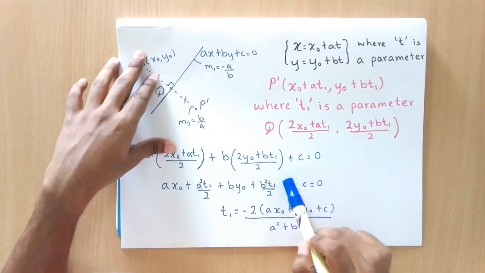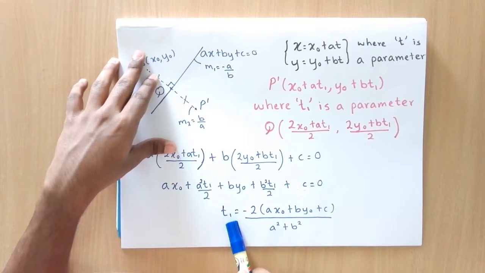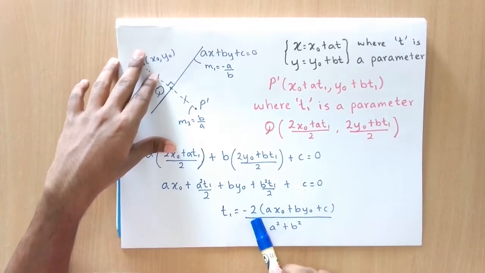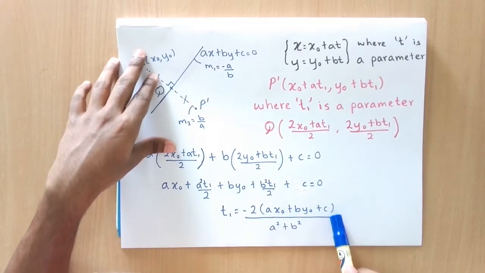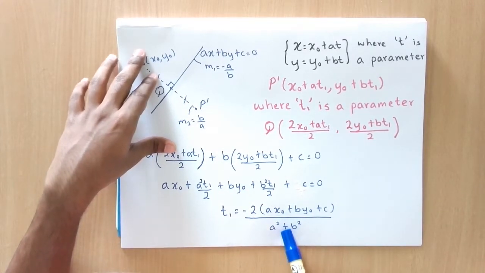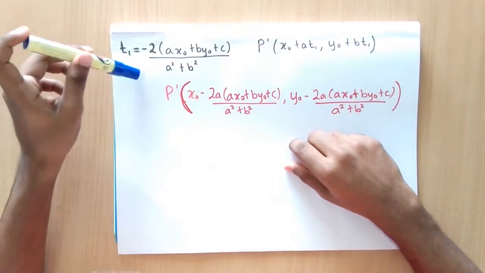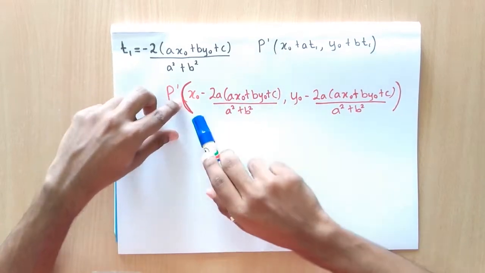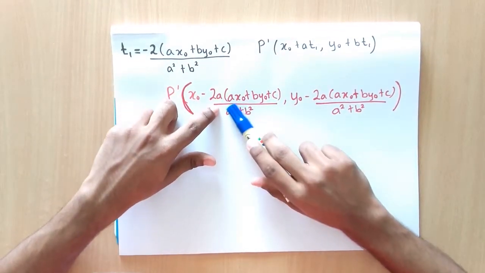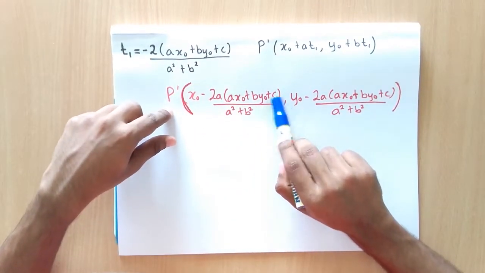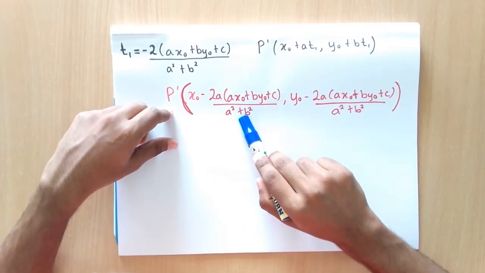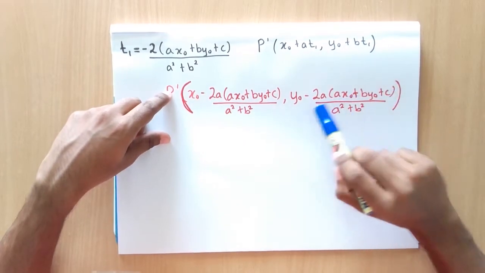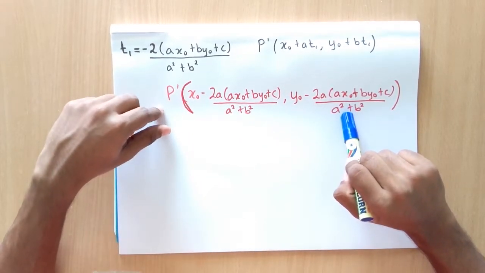So when we simplify this and make t1 the subject, we get the value of t1 as minus 2 into (ax0 plus by0 plus c) over (a squared plus b squared). Now that we have t1, we can find the coordinates of the image P dash as x0 minus 2a into (ax0 plus by0 plus c) over (a squared plus b squared) and y0 minus 2b into (ax0 plus by0 plus c) over (a squared plus b squared).